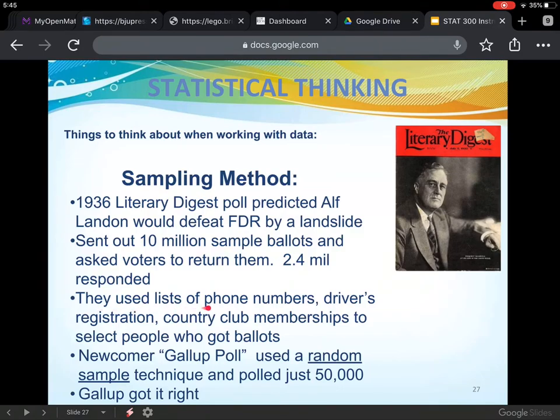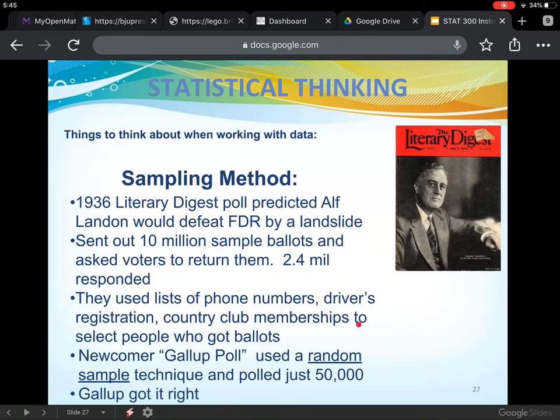Think about this. They used lists of phone numbers. First of all, not everybody has a phone in 1936, right? Think about that. How many people had driver's registration in 1936? Not a lot of people. Country club memberships? Do you see how they're sampling a specific group of people?